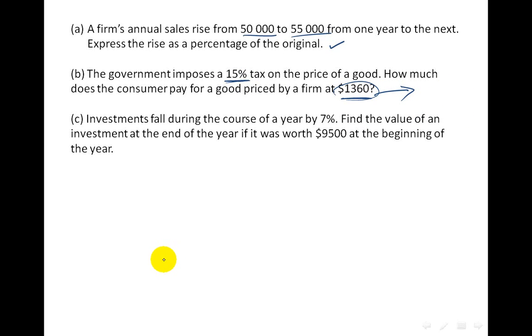Third question. Investments fall during the course of a year by 7%. Find the value of an investment at the end of the year if it was worth $9,500 at the beginning of the year. So at the beginning of the year you have this amount of money and the investment is falling down by 7%. So at the end of the year, find what will be the new investment or the new amount of money after the fall in the investment.